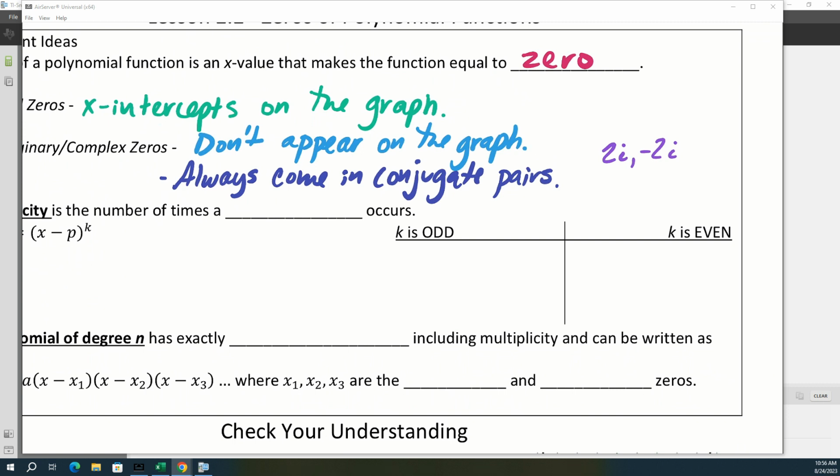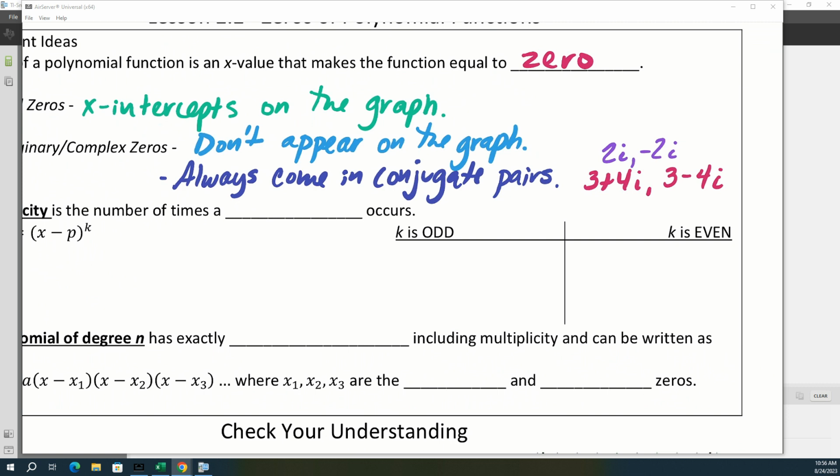Now, a complex number is a number like 3 plus 4i. It has a real part, which is 3, and an imaginary part, which is 4i. And the conjugate is not just the opposite. The conjugate is not negative 3 minus 4i. So conjugates have the same real part and opposite imaginary parts.